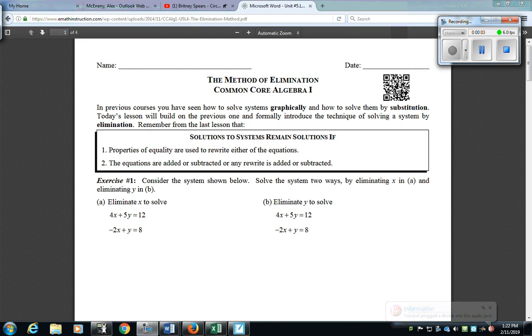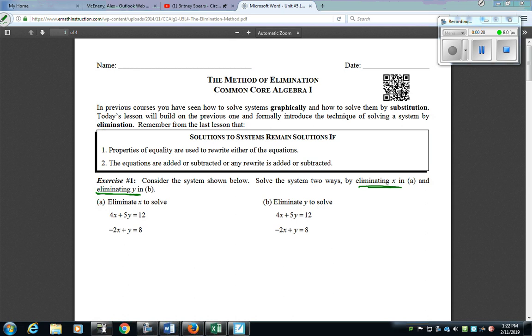We're going to look at how to solve systems by using the elimination method. By eliminating, we're talking about eliminating either x or y. Again, the goal is to find a coordinate pair. You're going to have an answer for x and y. And the big thing to notice is that in the box, they talk about when solutions will stay solutions.